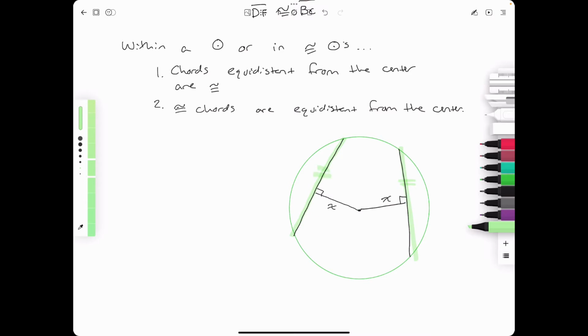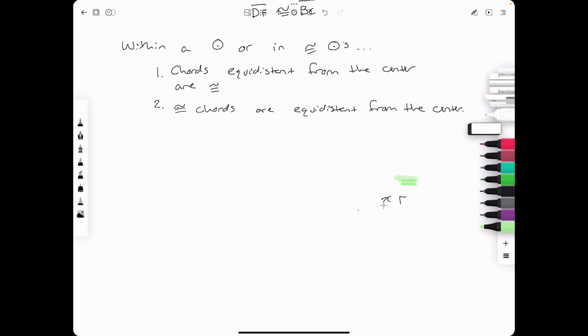That's part one. But I can do the opposite. If the chords are congruent, then they are equidistant from the center. Okay? So let's get rid of all this and do a quick proof.